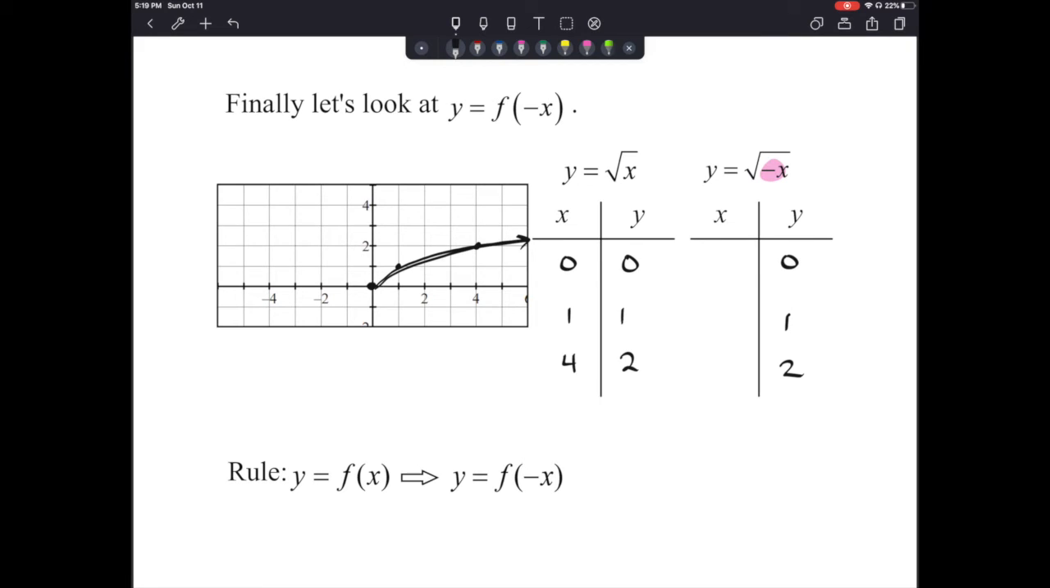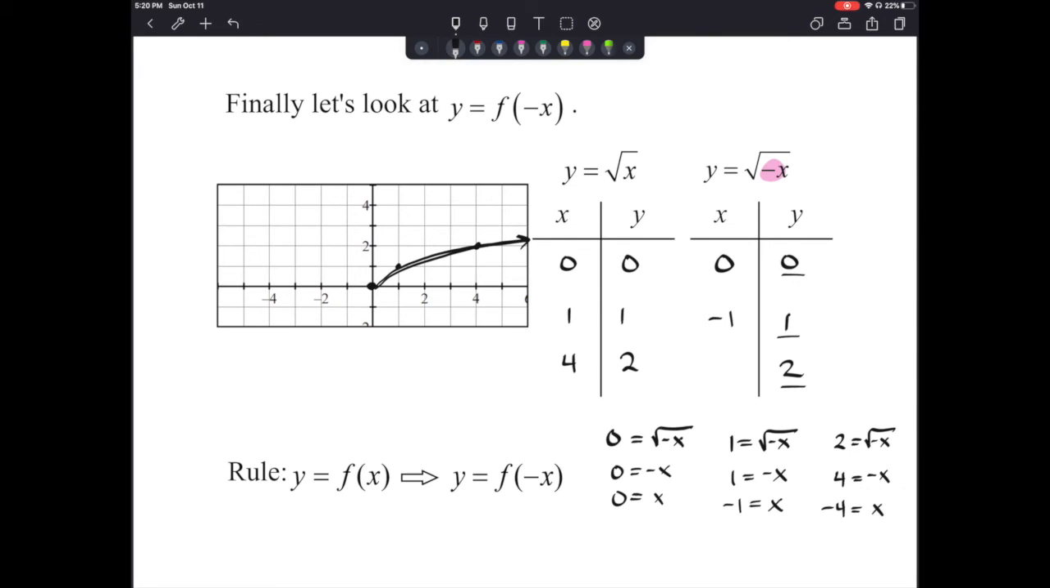Okay, so if we want to solve it like we did, let's put in our outputs to find the inputs. We'll say 0 is equal to the square root of negative x. Square both sides, and x is still 0. That's fun. Let's do 1 is equal to the square root of negative x. Square both sides, we get 1 is equal to negative x, so x equals negative 1. And then the last one there, we have 2 is equal to the square root of negative x. Square both sides, 4 equals negative x, so x equals negative 4.